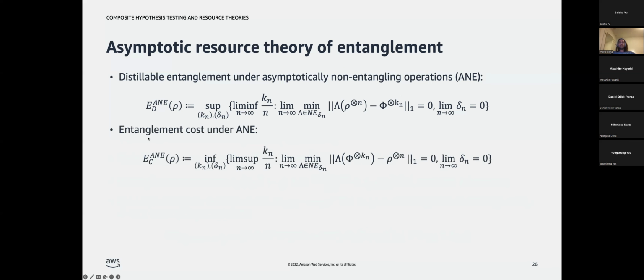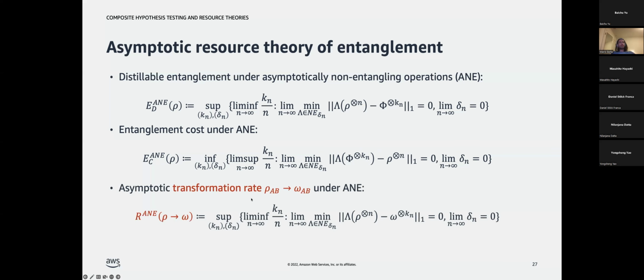In the same way, I can define an entanglement cost under this delta non-entangling operation. So here it's just the opposite. I start with many ebits, and then the question is, if I use the optimal map lambda, how many copies of rho tensor n can I get? Okay, so one time I'm given the state rho, and I want to distill entanglement. The other time I'm given these ebits, and the question is, what is the cost of these to make the state rho? And they're always asymptotic.